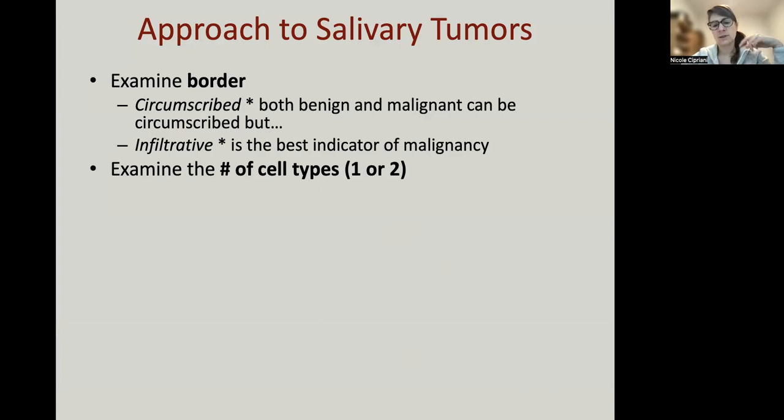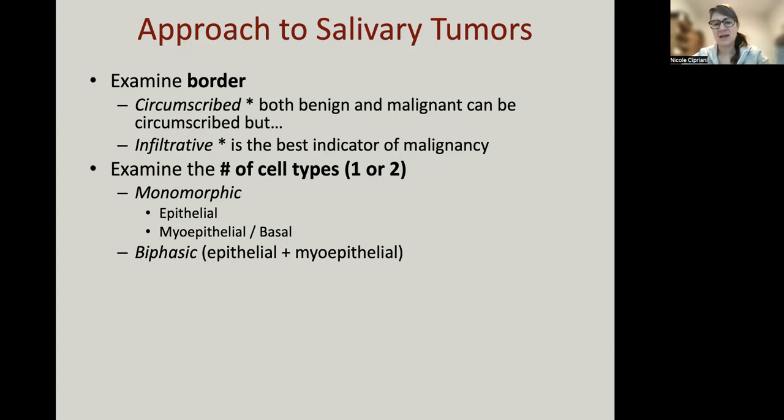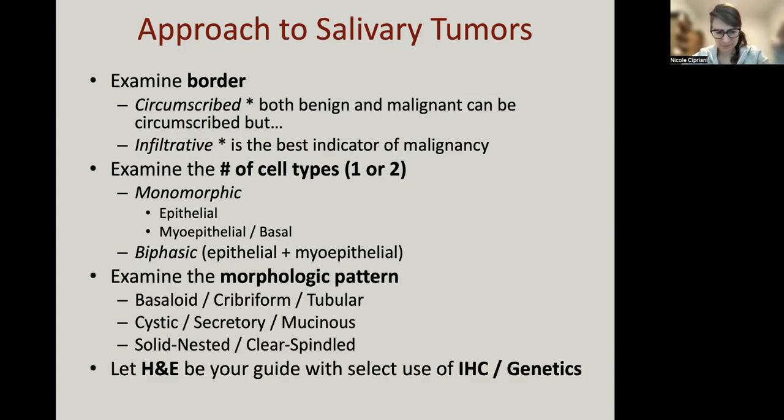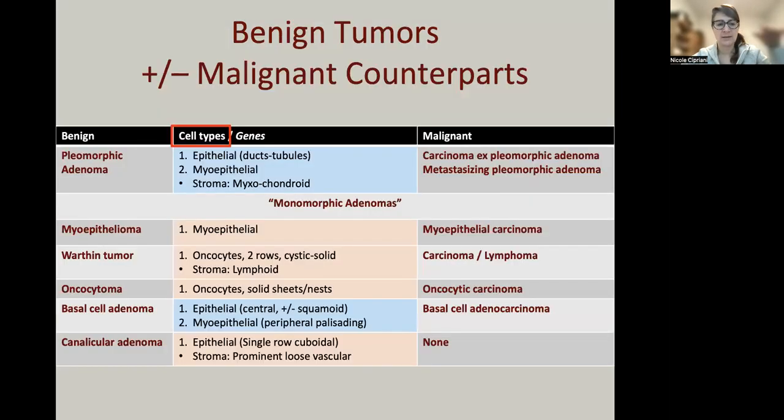Thing two is we look at the number of cell types, one or two, or as I said earlier, occasionally three. Is it monomorphic epithelial or monomorphic myoepithelial? Is it biphasic, meaning epithelial plus myoepithelial? And then we look at the morphologic pattern: basaloid, cribriform, tubular, cystic, secretory, solid, nested. So we use all of these features, with selected use of immunohistochemistry and occasionally genetics, to make a diagnosis.